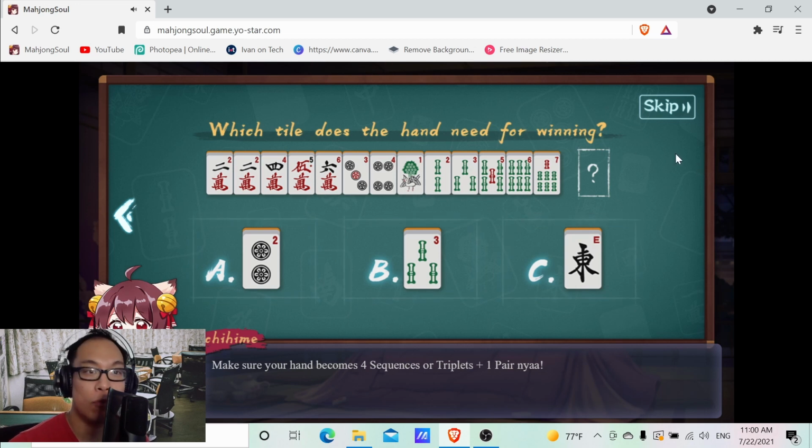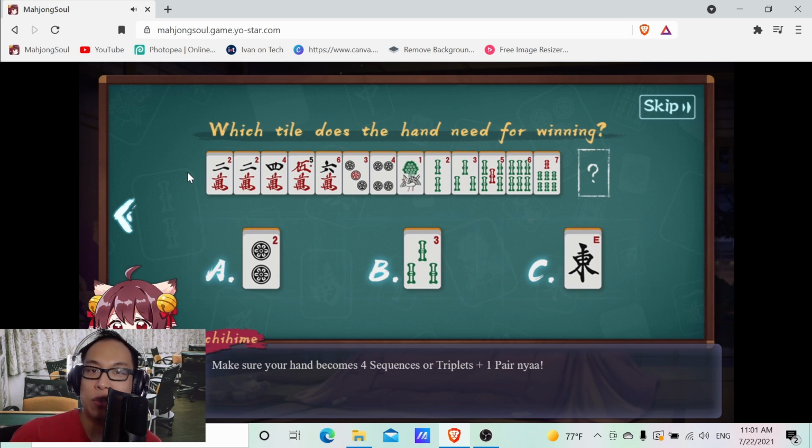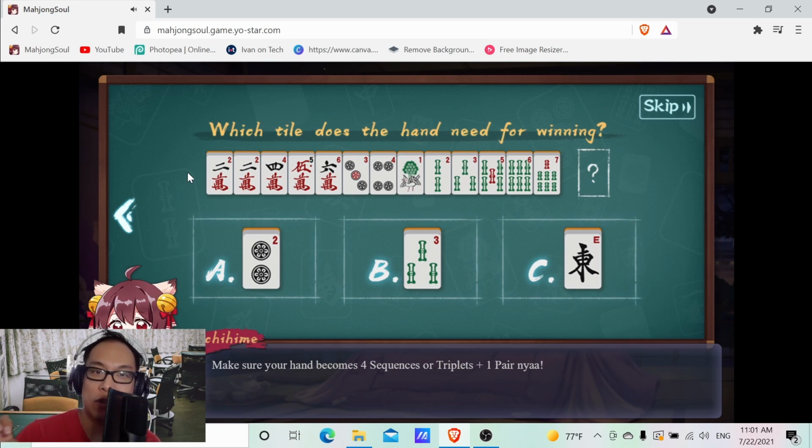Since I've played Mahjong before, I want you guys to pause the video here for a minute and think about what tile you need to actually win this. When you come up with an answer, unpause the video and see if your pick was right. It could be A, the 2 of circles, B, the 3 of bamboo, or C, east. So the question is, which tile does the hand need to win? Pause the video and give it a little thought.